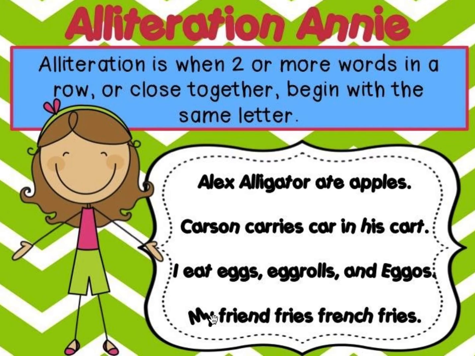So Annie alliteration is an alliteration because it's A and an A. Alex Alligator ate apples. That's 4 A's back to back. 1, 2, 3, 4. Back to back to back to back. Alex Alligator ate apples. Now you try saying it. Alex Alligator ate apples. Let's try the next one.